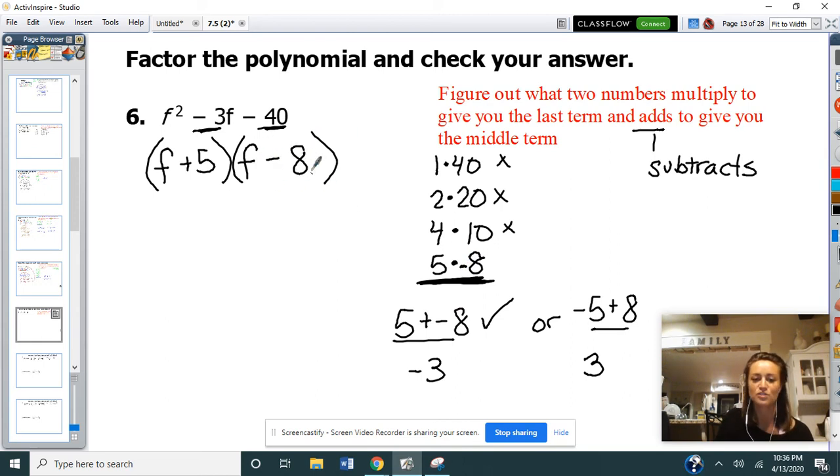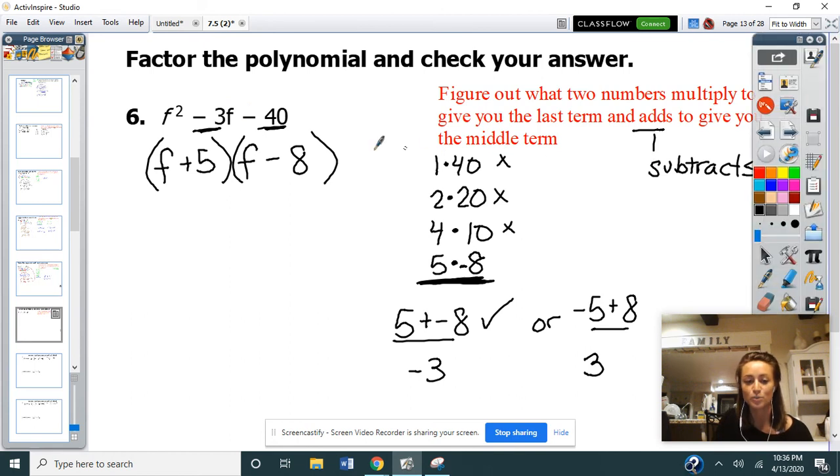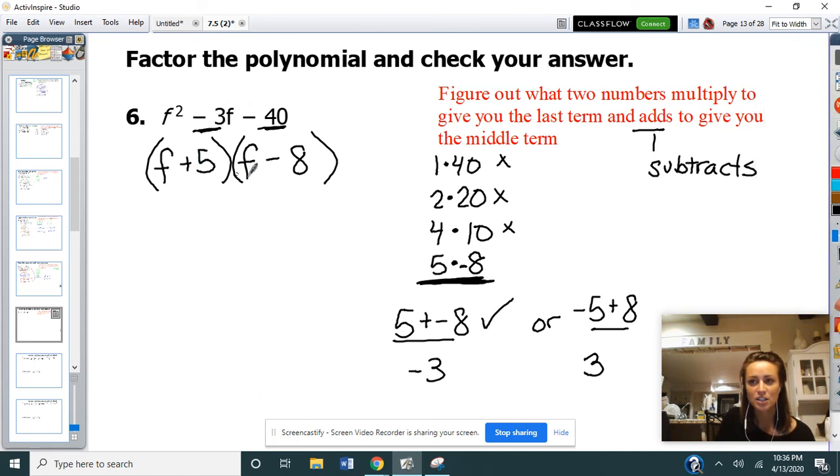This factors to give me that. Now remember, if you put the negative on the 5, you're going to get this problem, and you're going to get a 3 in the middle. We don't want a 3, we want a negative 3. So how do we check our work?